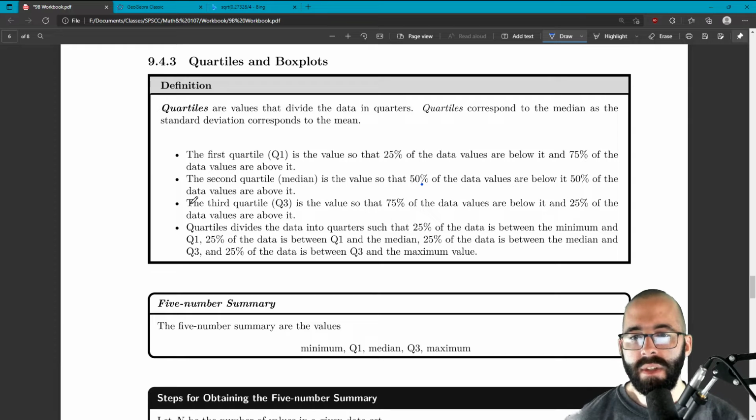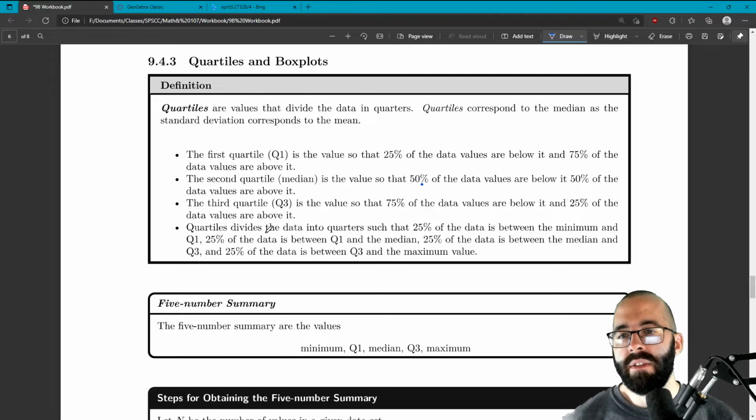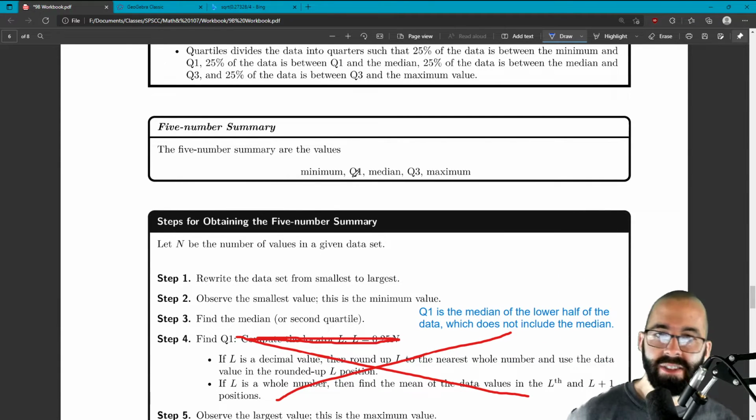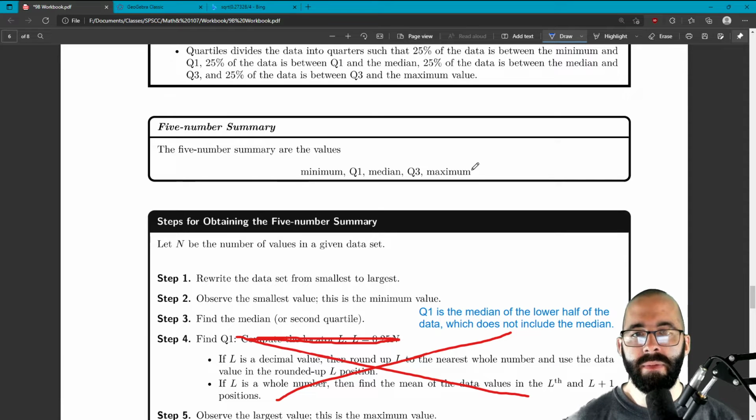Okay? So there's something that we call a 5-number summary. The 5-number summary is just 5 numbers that summarize the data. And it's just the minimum, the maximum, and then the 3 quartiles. And so you just write them in order, and there you go.